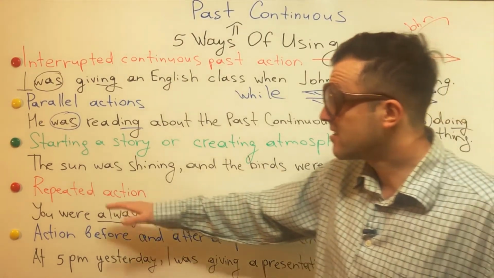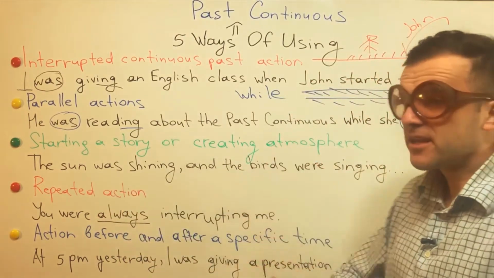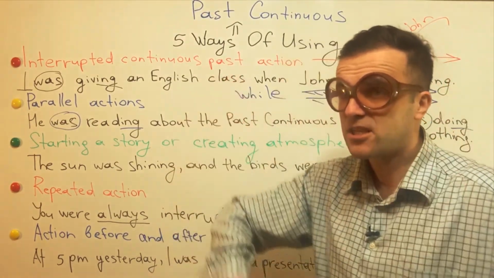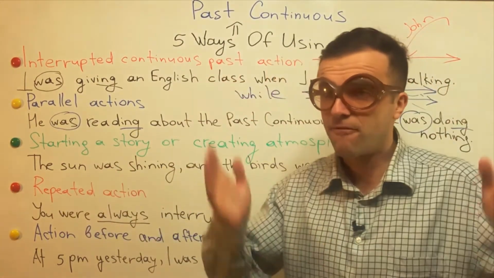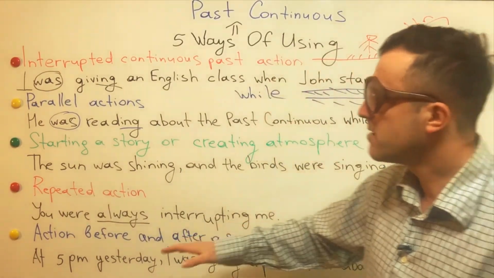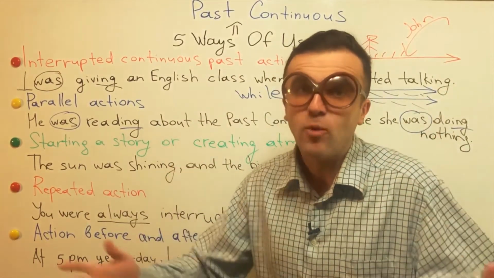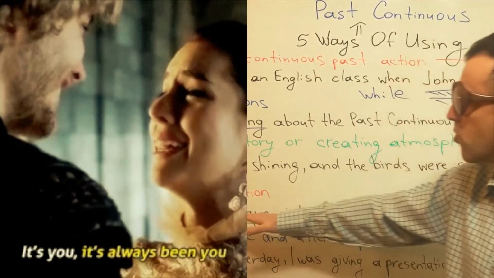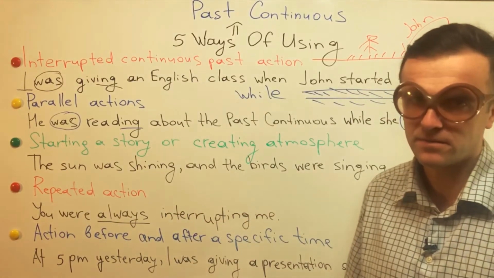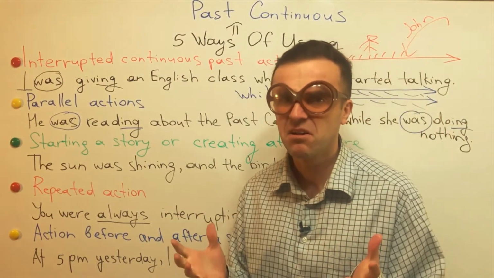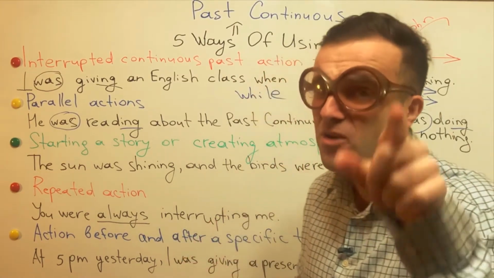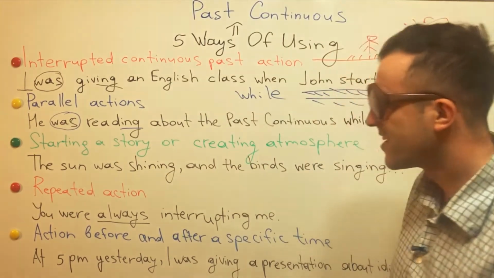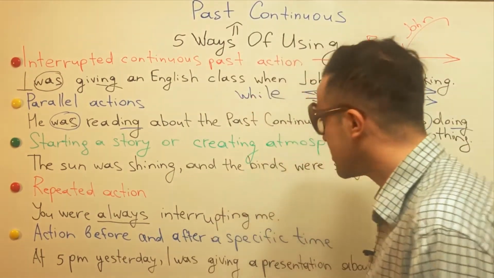The next way is a repeated action. Repeated action is the action that is repeated all the time or from time to time, okay? So usually it is used with always, okay? So for example, you were always interrupting me, okay? But it's something negative, right? I get that you were always interrupting me in the previous videos. I know that. Okay, usually it's something negative.